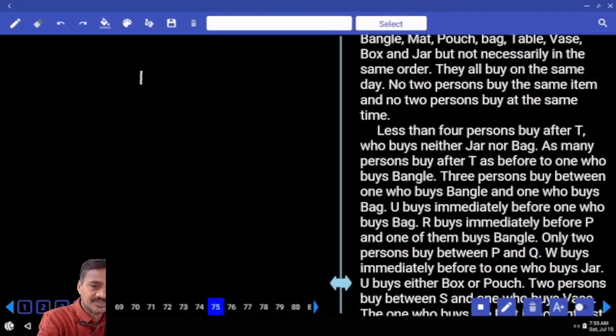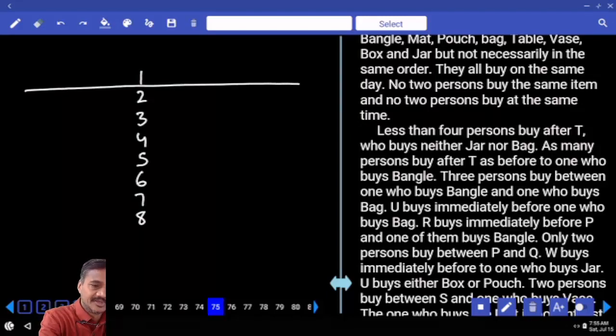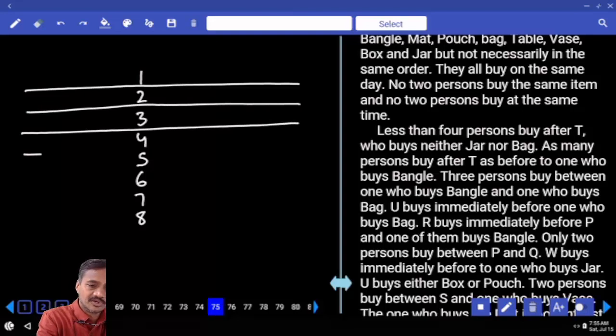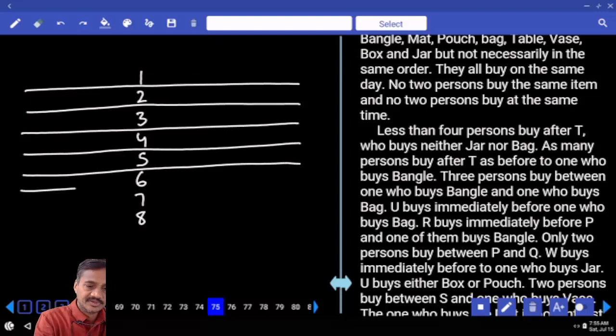Now 8 persons were there, 1, 2, 3, 4, 5, 6, 7, 8. Now these 8 persons bought different items on a particular day. Less than 4 persons bought after this T. Then let us take the possibilities.